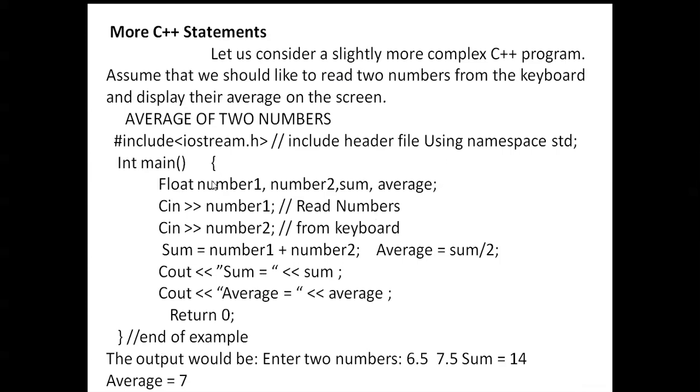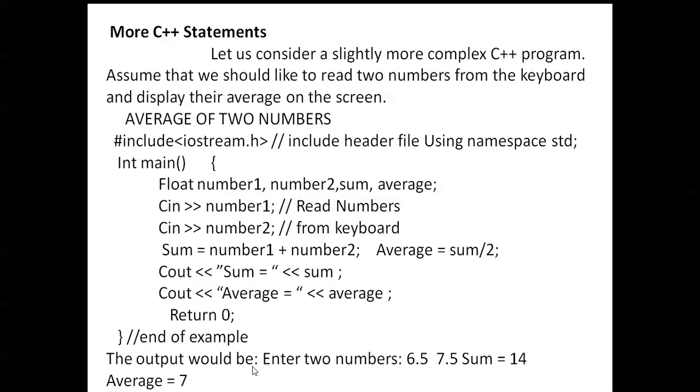Next, after the int main function, the opening braces. This is the declaration part. In the variable declaration part, you can declare the variables here. Next, cin is the function: number one, number two, those two are read from the keyboard. sum is equal to sum plus number one plus number two. Here the sum is added. Then after the total, you can compute the average of the two numbers: the sum total divided by the number of elements. Then cout sum is equal to sum, average is equal to average. Return 0. End of example.